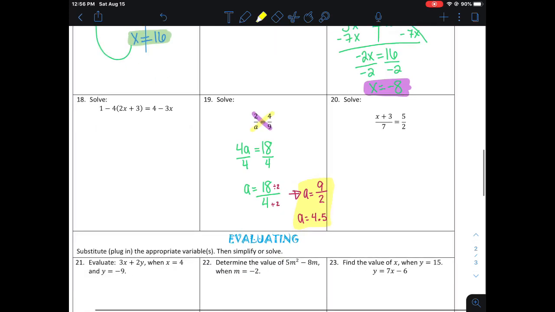All right. Same thing for 20. A little bit of a challenge. I think you guys can do it. If you're struggling, go ahead and take a look at that answer key for some help.